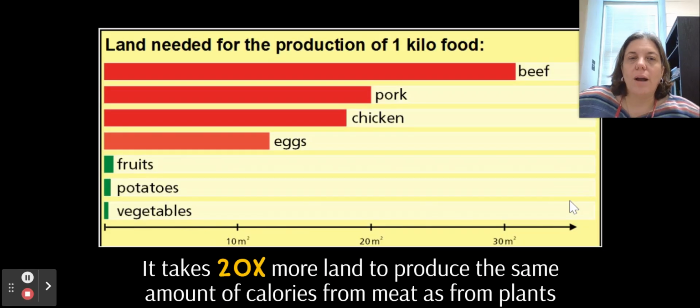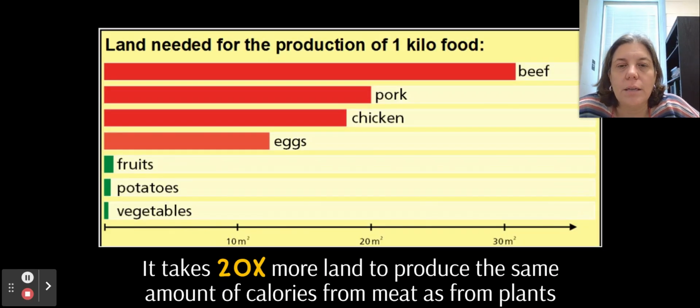All right, here is a graphic that just shows you the amount of land it takes to produce either animal foods or plant foods. So what you should get from this graphic is it takes 20 times more land to produce the same amount of calories from meat as it does from plants. So if I look at beef here, I've got 30 meters squared, and then all the way down to vegetables, potatoes, and fruits, a lot less than 10 meters squared to produce 1 kilogram of food.